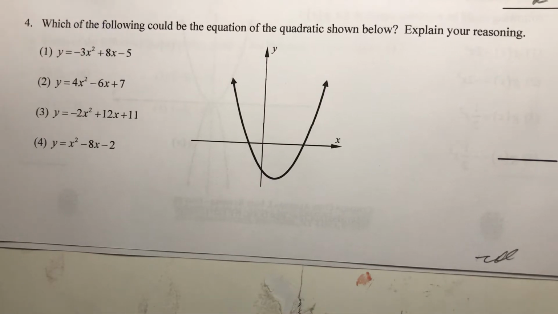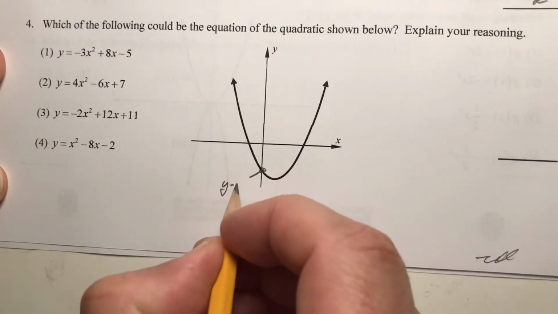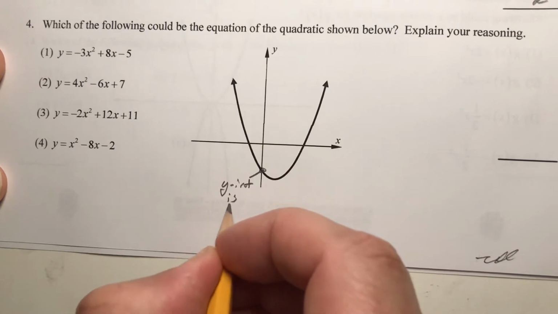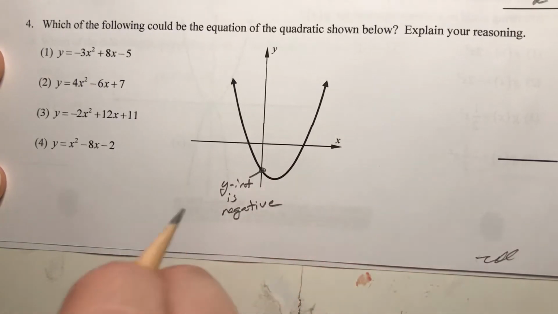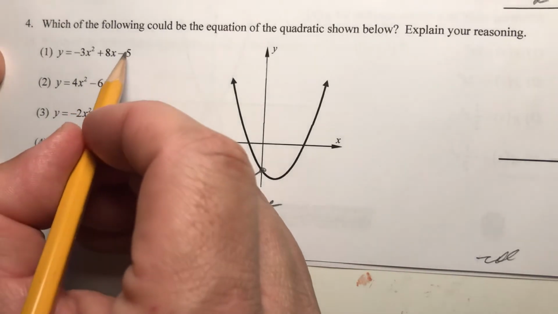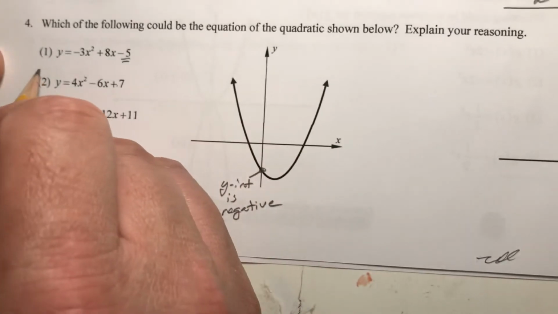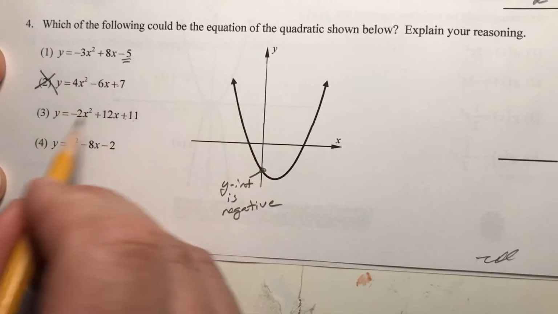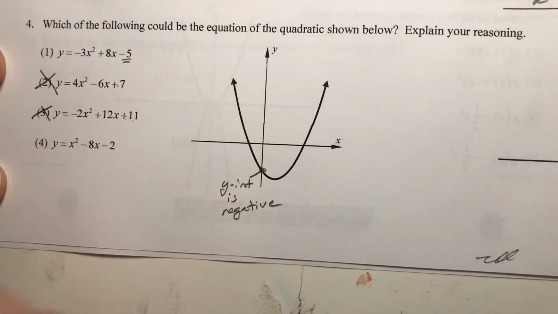Which of the following could be the equation of the quadratic shown below? Now take a look at the hints that they're giving us. This is the y-intercept. And if the y-intercept is negative, I'm looking for something that ends with a negative number on the end. Like this. Definitely not like that. Out. Not like this. Out. Maybe it's this. So now it's between 1 and 4.